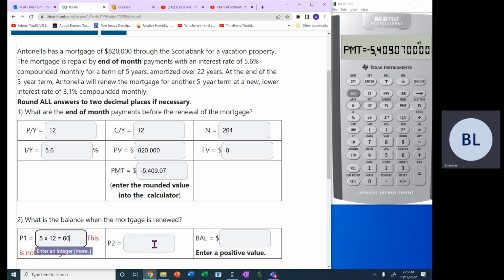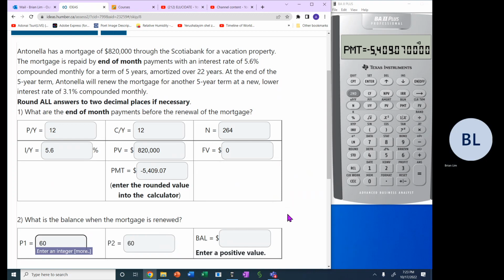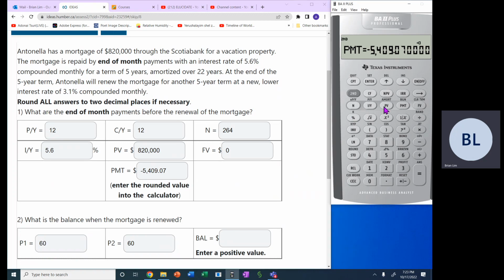So that is the number we'll also put in for P2. That number should indeed be 60. All right, so we will delete it to get rid of the red message there. And we will go to second PV.